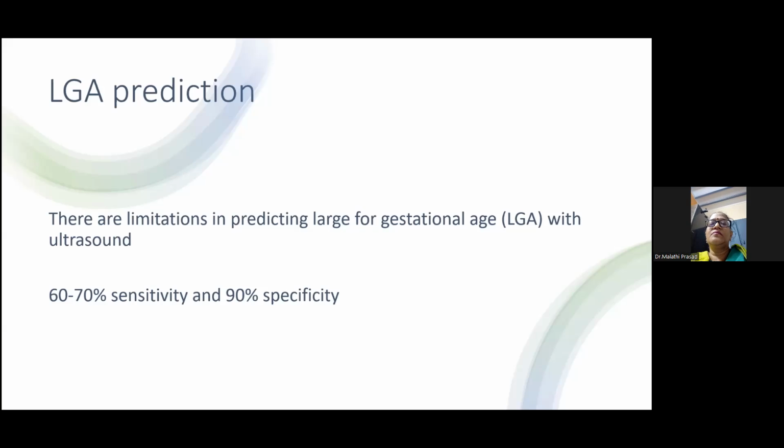So that we know in our unit what is the predictability, so that based on that we can then counsel our women. Am I right? Yes, ma'am. Sure. That's right.